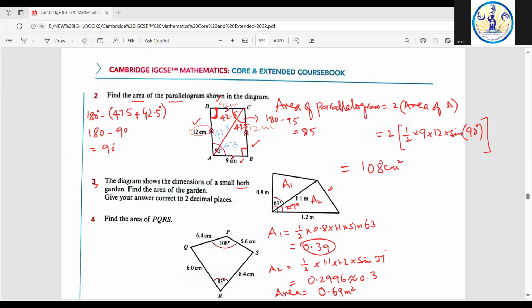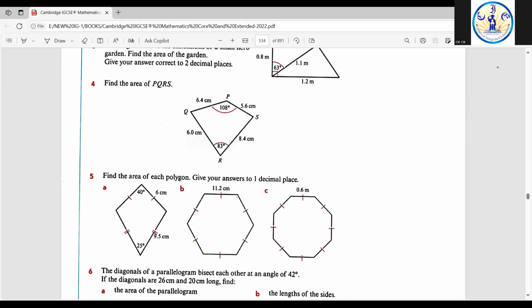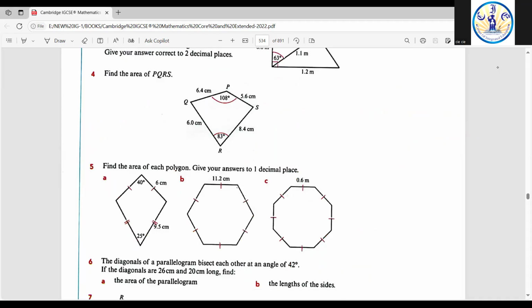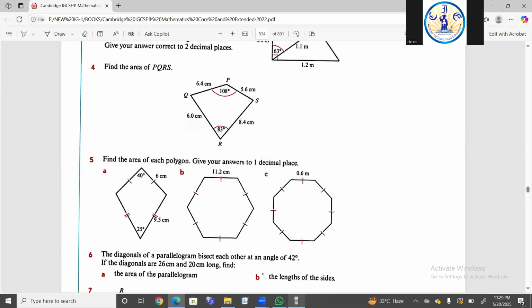Okay. With this now, I proceed to question number 4, which is: find the area of PQRS.